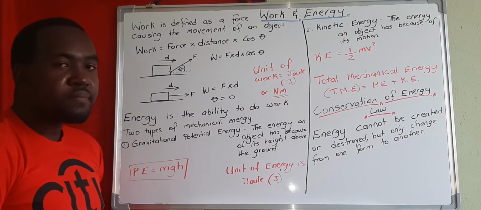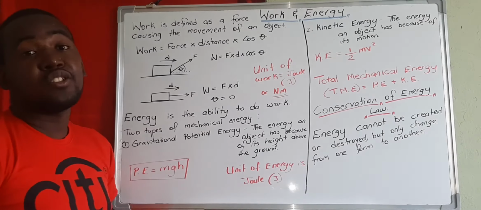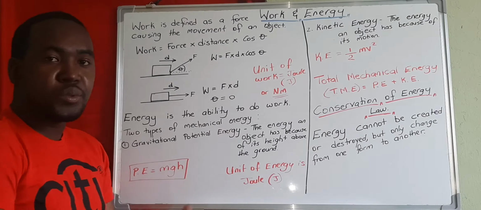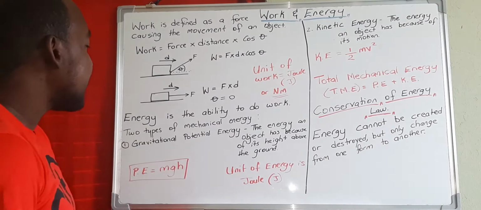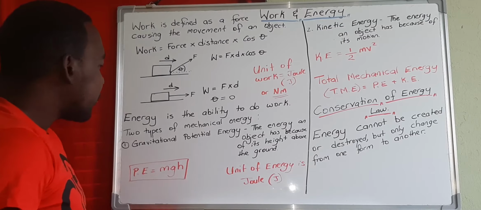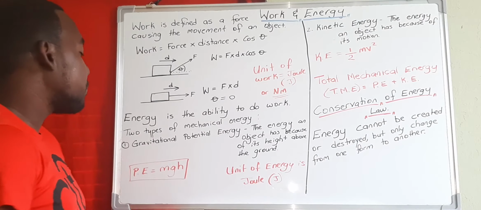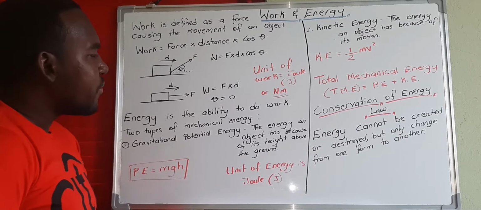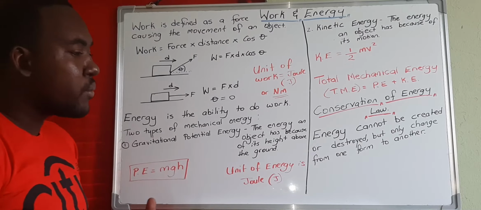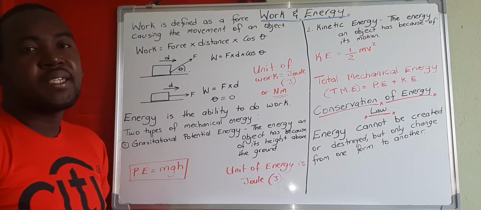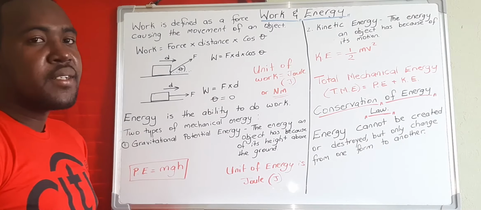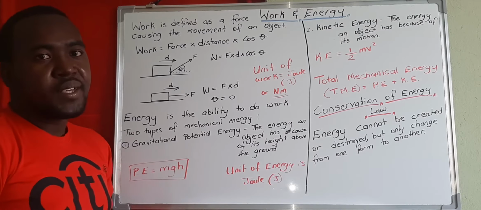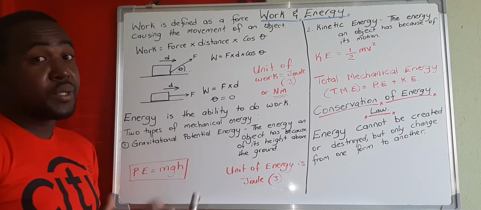Now, energy. Energy is the ability to do work. Once you're doing work, which is applying a force to move something, then you're using energy. We have two types of mechanical energy, which are potential energy, gravitational potential, and kinetic energy. But we have different forms of energy, like chemical energy, nuclear energy, light energy, heat energy. Those are the forms that energy exists in.